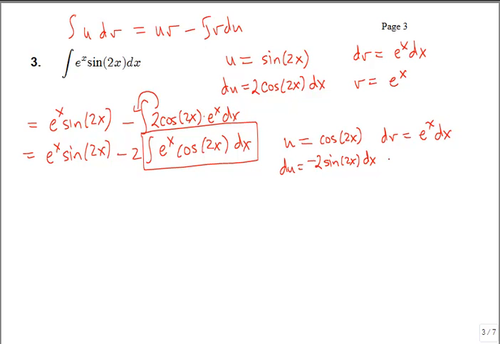Then the integral of dv is the integral of e to the x, which is just e to the x again. So now we're going to apply this formula again to these four choices. So u times v would be e to the x times cosine 2x minus the integral of v du. So we're going to get that negative 2 sine 2x times that e to the x dx. Now all of that is being multiplied by this negative 2 that was out front.